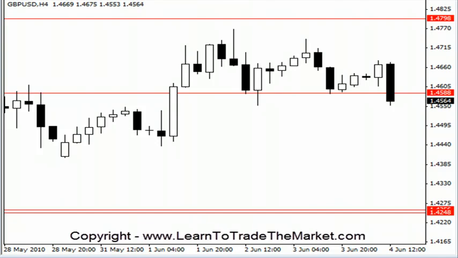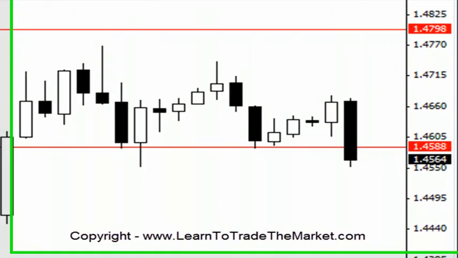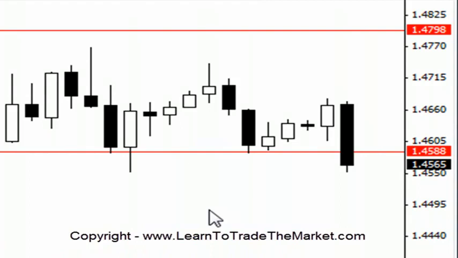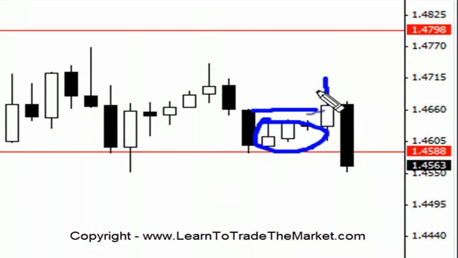Hey guys, we've got about 2 minutes to the non-farm payrolls. I'm on a 4-hour chart of the GBP/USD. We've seen a 4-hour fakey. We actually had 3 inside bars here. The false break above the mother candle, that's this bar right here.